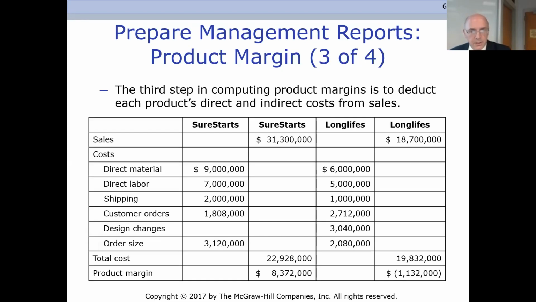The third step in computing product margins is to deduct each product's direct and indirect costs from sales. So you have sales minus the costs you know about, like direct material, direct labor, and shipping, or the kinds you can trace. And then the ones you allocate, like customer orders, design changes, order size. And then whatever's left is the product margin. You'll notice for Sure Starts, the product margin is positive, highly positive, 8,372,000. Whereas for Long Lives, it's negative, over $1 million negative.